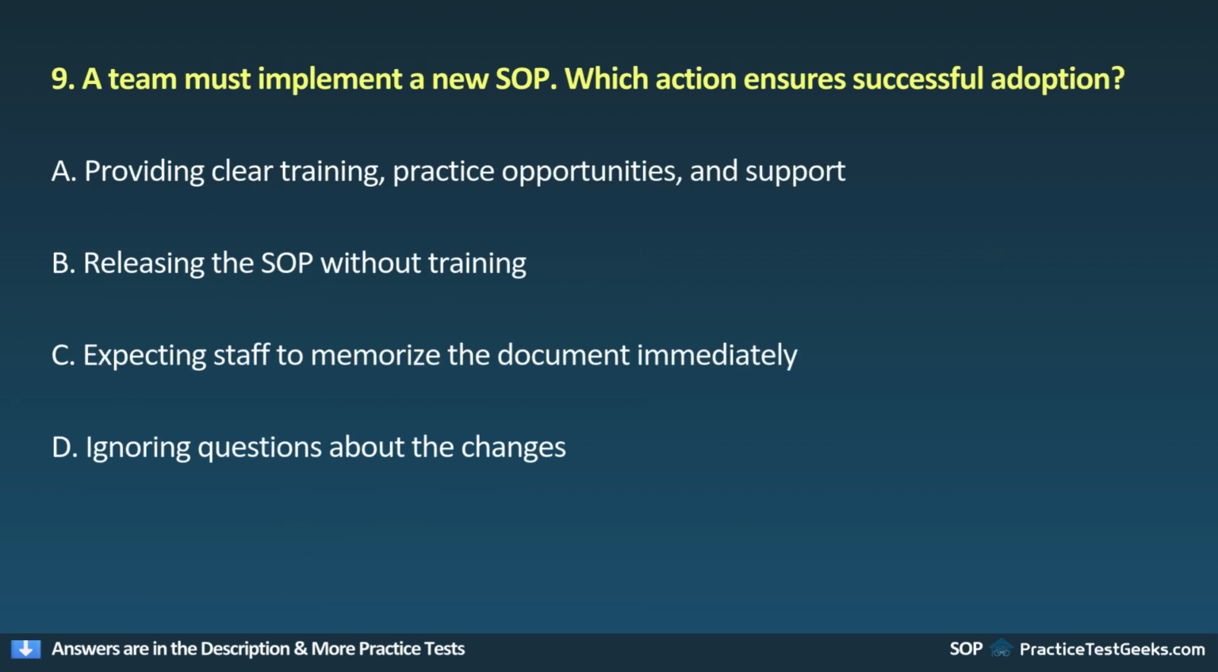9. A team must implement a new SOP. Which action ensures successful adoption? A. Providing clear training, practice opportunities, and support. B. Releasing the SOP without training. C. Expecting staff to memorize the document immediately. D. Ignoring questions about the changes.